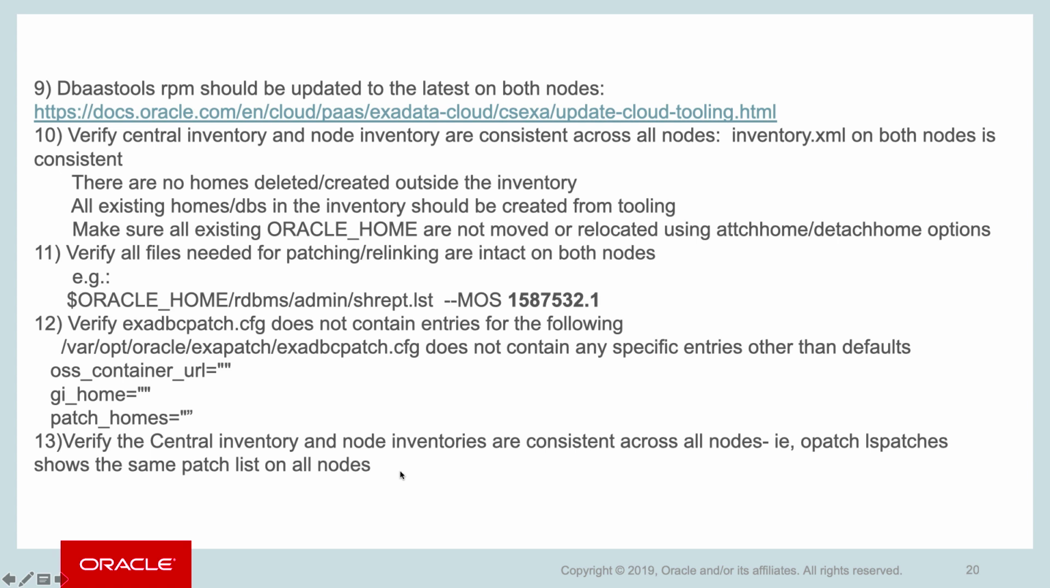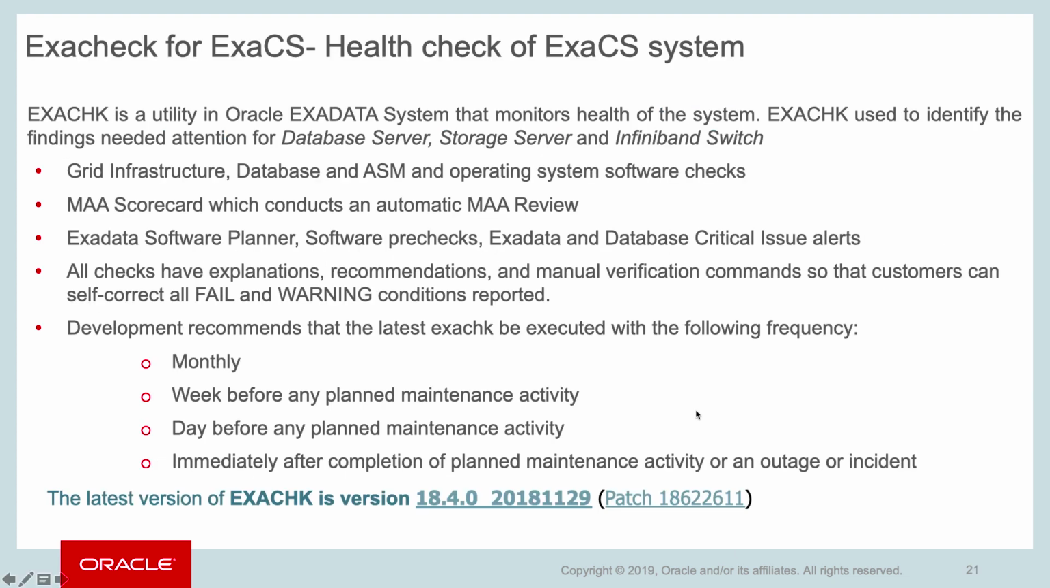These points are nothing but just a best practice, not exactly needed, but if you have this information for any mission critical system, you can avoid any unwanted issues, and you will have things in hand before you attempt any patch. And how to run exacheck on ExaCS, right? So the exacheck utility, there is a MOS note which will provide you how to run the exacheck utility. If you are already familiar with running it in an on-prem environment, the commands are going to be almost similar. This can be downloaded if you don't have it already.